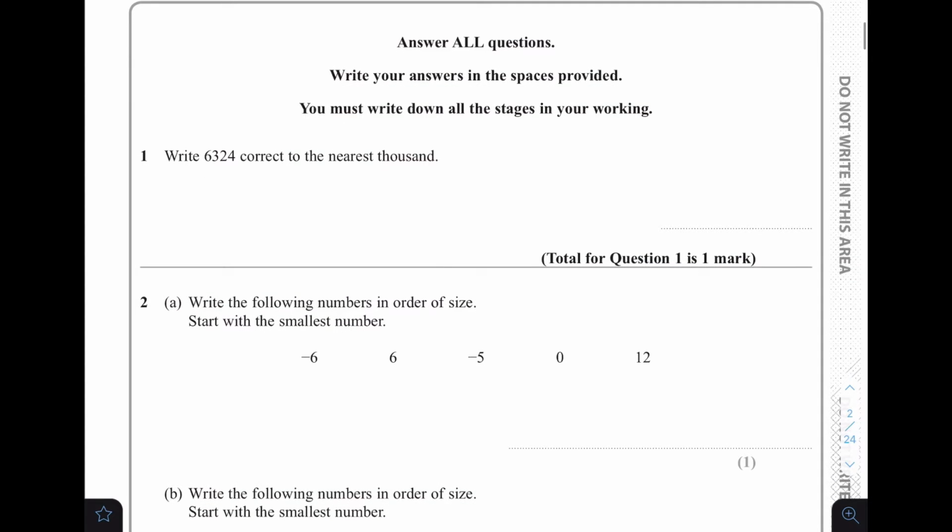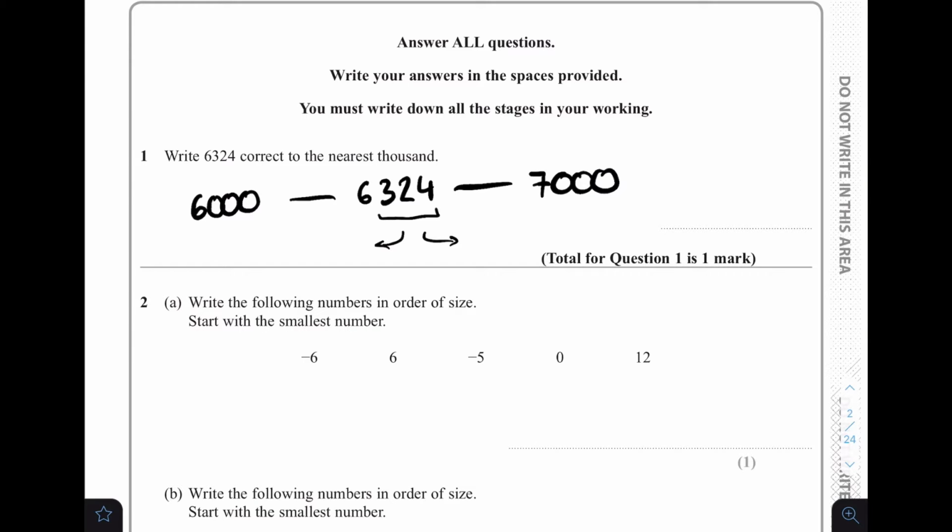So question 1. Write 6,324 correct to the nearest thousand. If we just write 6,324, what it's asking is to the nearest thousand, so there's two places where the answer could fall. It's either the lower bound 1,000, which would be 6,000, or the upper bound 1,000, which would be 7,000. Now what we want to establish is the hundreds unit here. We want to see which one it's closer to. Is it closer to 6,000 or is it closer to 7,000?